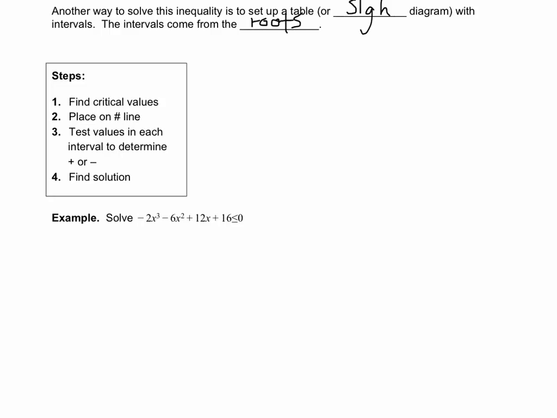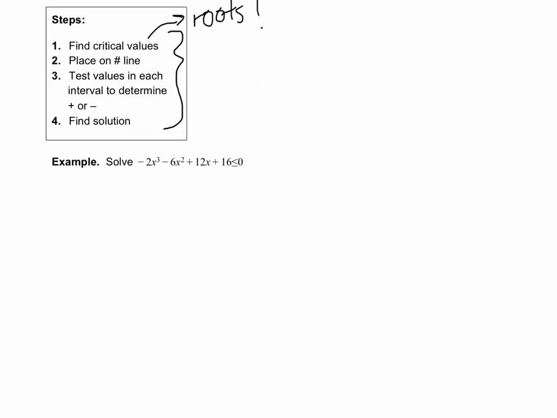There are 4 steps that we want to follow in order to solve inequalities algebraically. The first is we're going to find the critical values, and the critical values are the roots. Then we're going to place these on a number line. We're going to then test values in each interval to determine if it's going to give us a positive or a negative value. And finally, we're going to find the solution. Let's take a look at an example then.